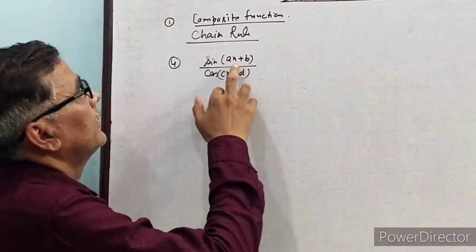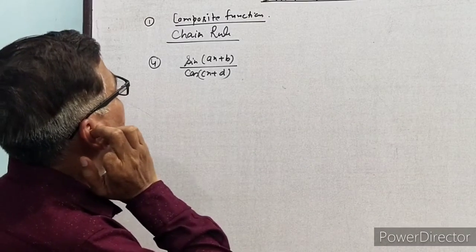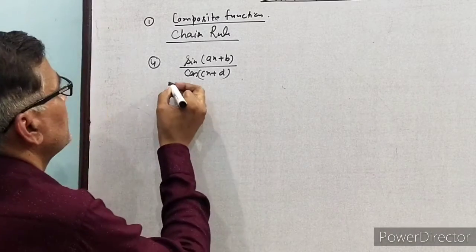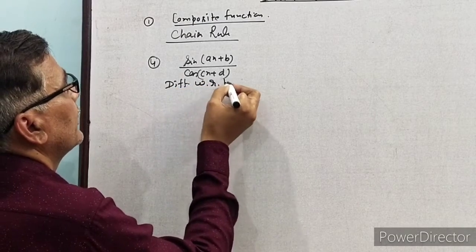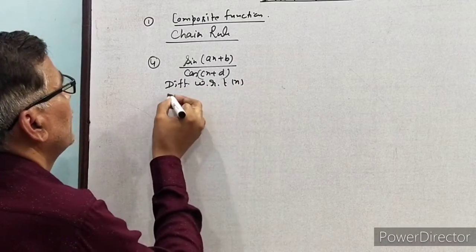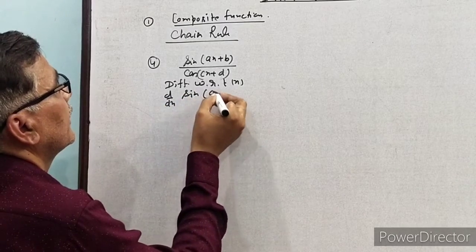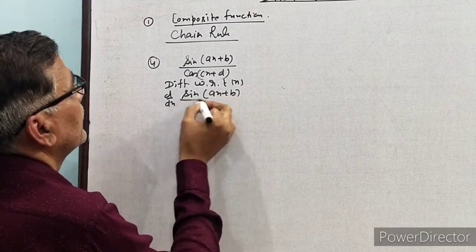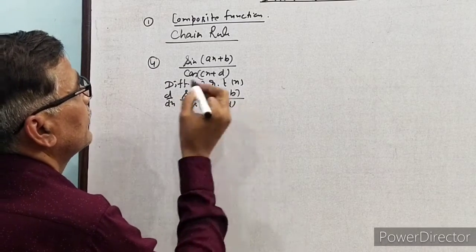Okay, let us solve the next question. Now the next question is sin of ax plus b divided by cos of cx plus d, differentiating with respect to x. Differentiating with respect to x, we have to apply here the quotient rule: sin of ax plus b upon cos of cx plus d.